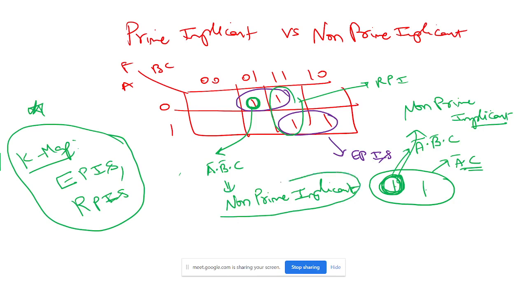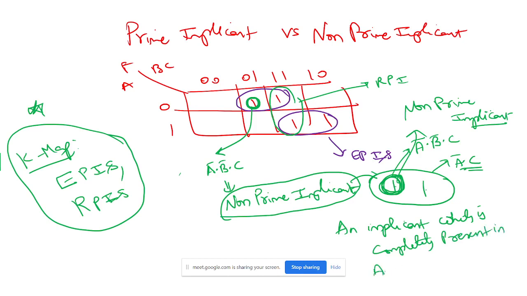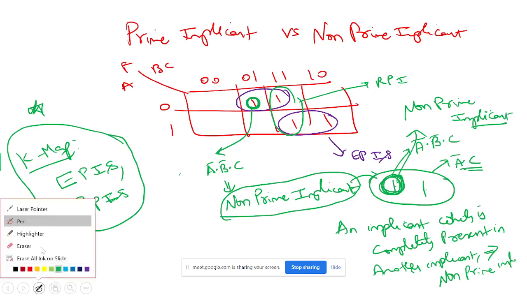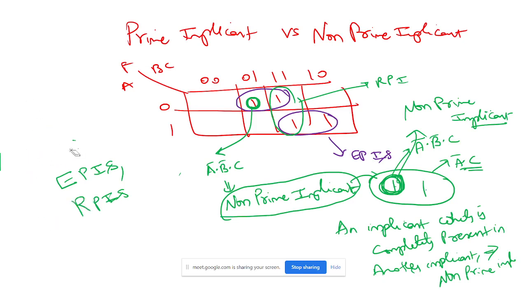A non-prime implicant is completely present in some other implicant. I can say an implicant which is completely present in another implicant is called a non-prime implicant, right?